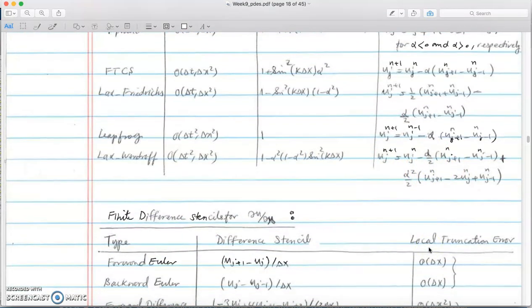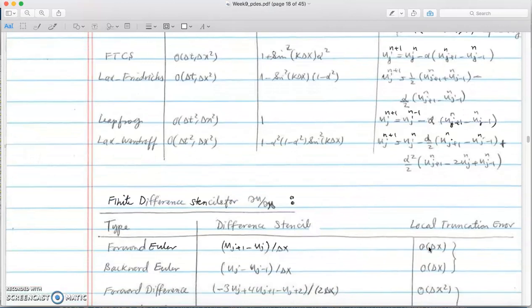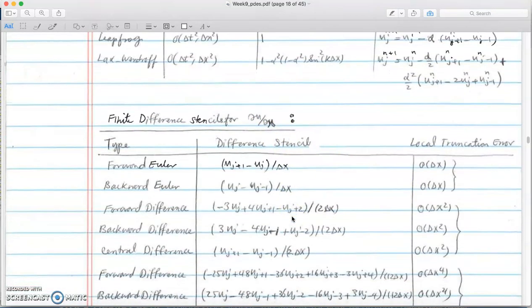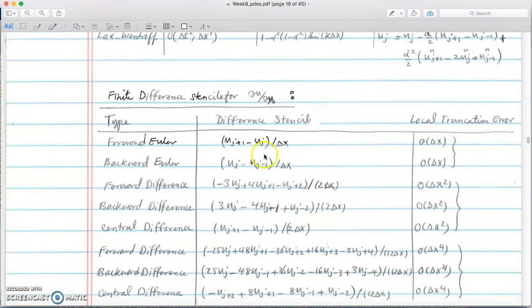All right, so now here I have another table for different stencils for derivative with respect to, this is the first derivative. You can think of first derivative with respect to x. So here I'm summarizing forward Euler, which is j plus 1, j. So these are not partial derivatives. These are just derivatives with respect to one variable. Backward Euler, where we have j, j minus 1.